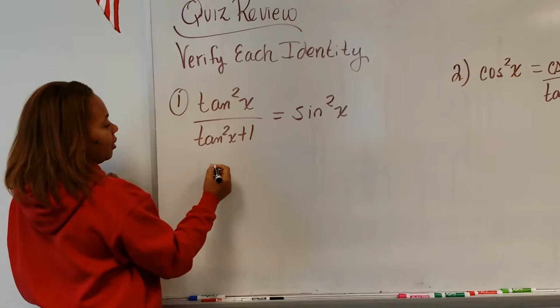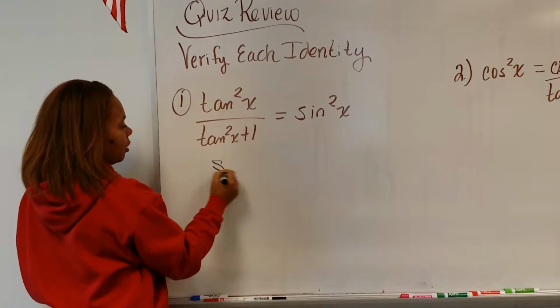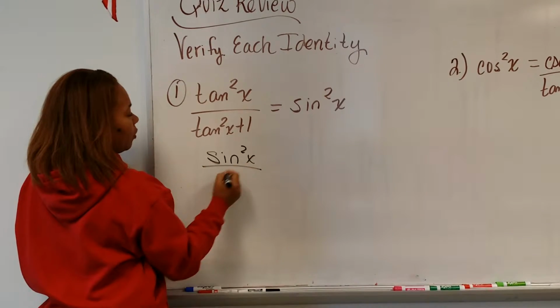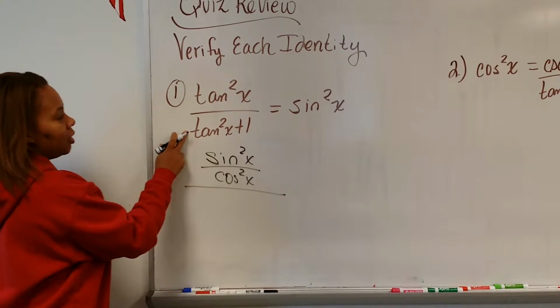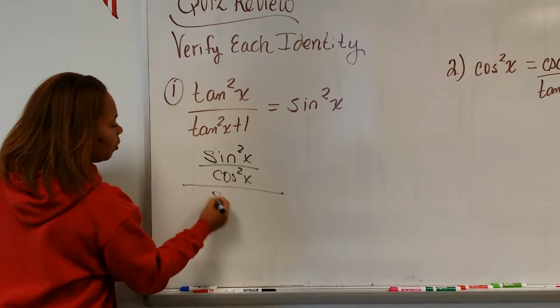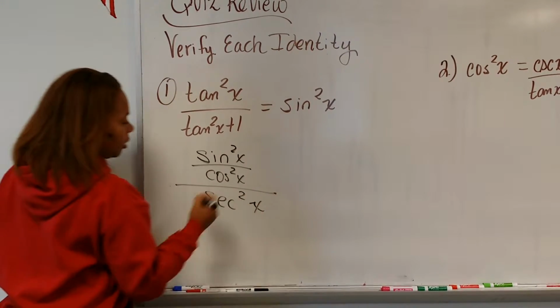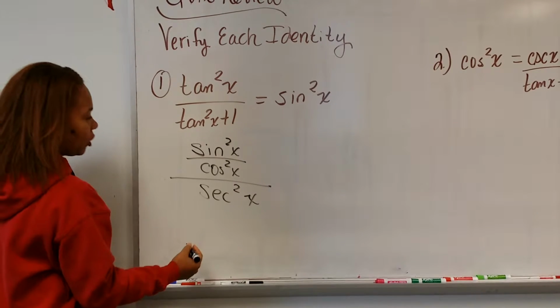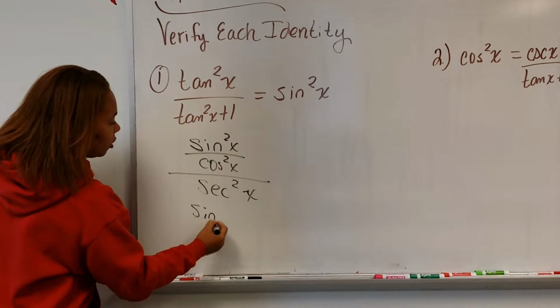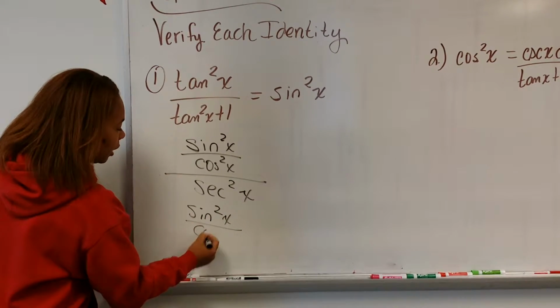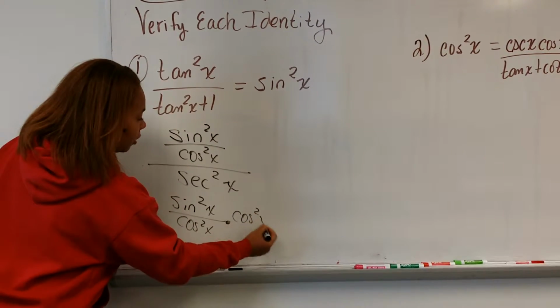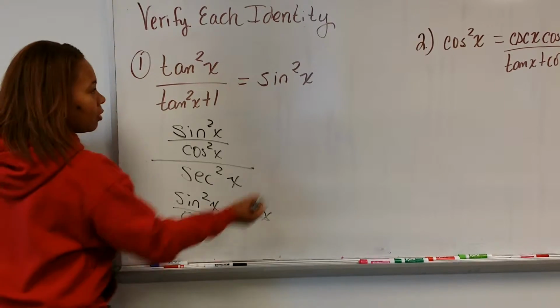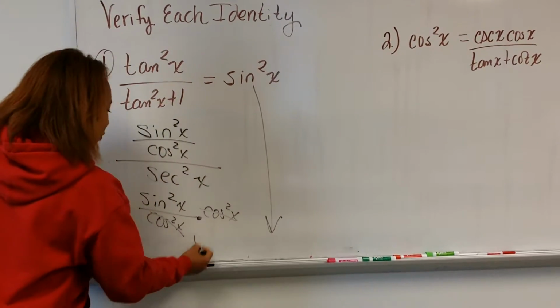On this side, substitute for tangent squared x, so sine squared x over cosine squared x. From the Pythagorean identities, we know tangent squared x plus 1 is equivalent to secant squared x. Then we'll divide the fractions, so that becomes sine squared x over cosine squared x times cosine squared x. Those cancel, so the two sides agree.